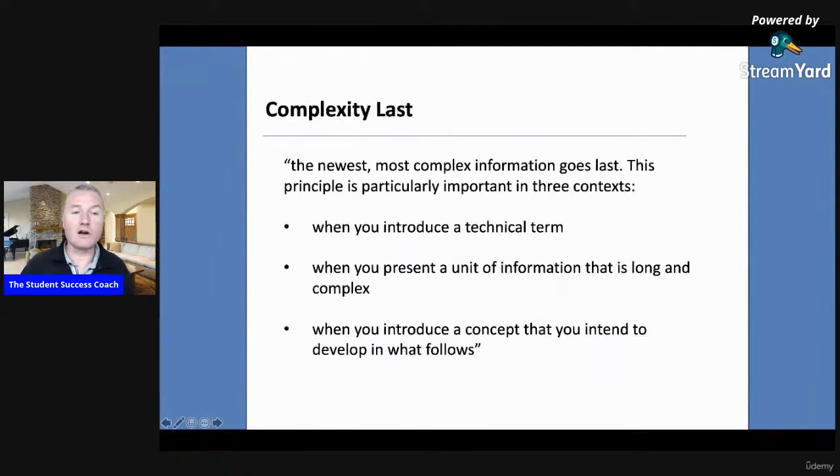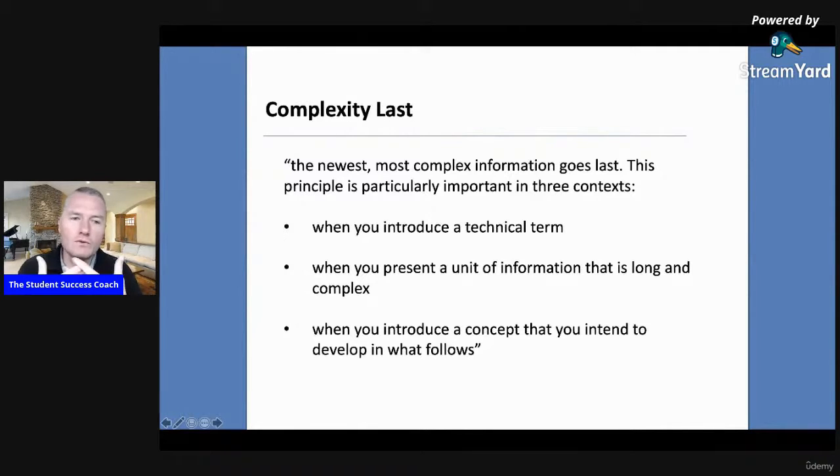And then complexity last. There was a question earlier, the comment was that you write too scientifically, and that's possibly something you can fix by using this method here. The newest, most complex information goes last. This principle is particularly important in three contexts.